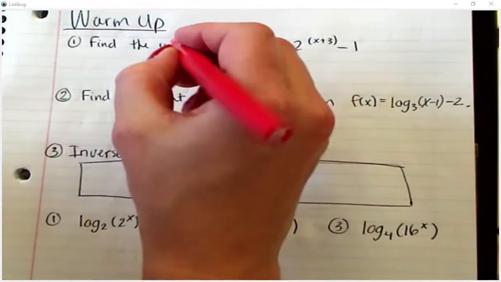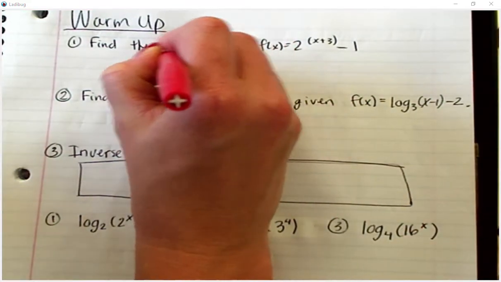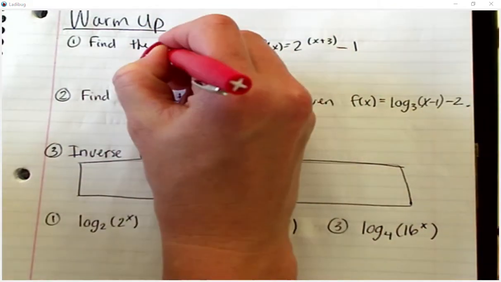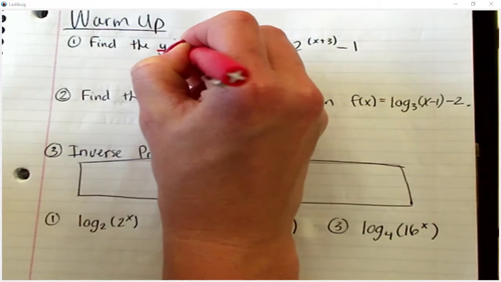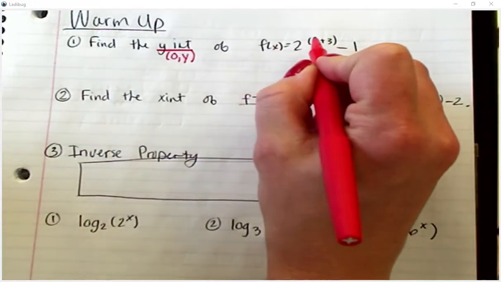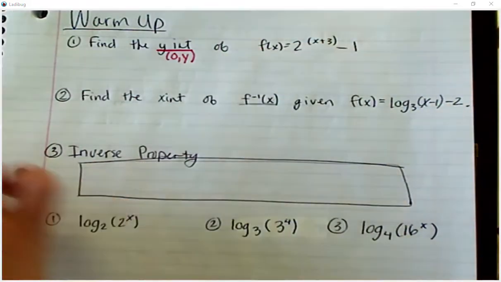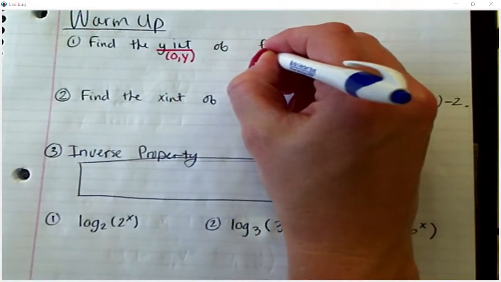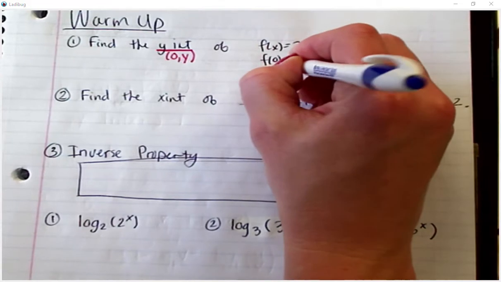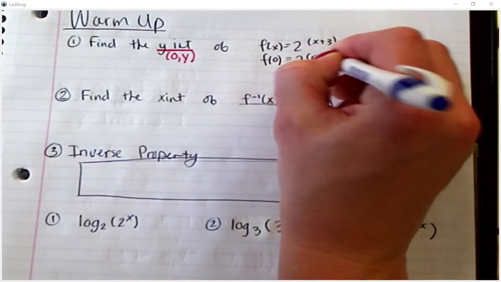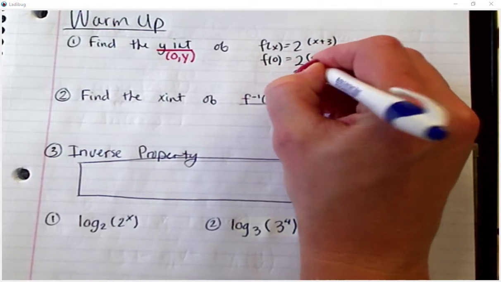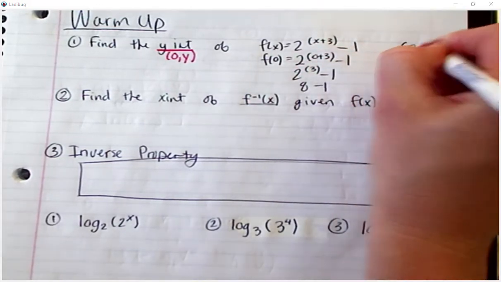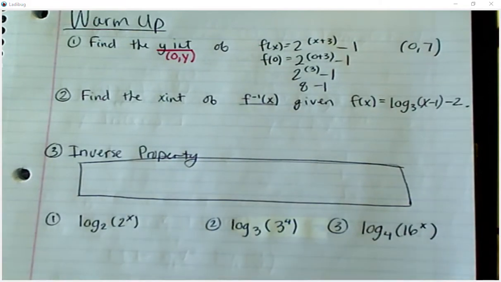Okay, so I'm going to add a little bit of information here. Remember that a y-intercept is where the graph crosses the y-axis. So that would be (0, y), which means if you have x and y here, you have the x coordinate, so you should plug it in. So f of 0, 0 plus 3, right, PEMDAS, so that's 8 minus 1. So the y-intercept is 7.